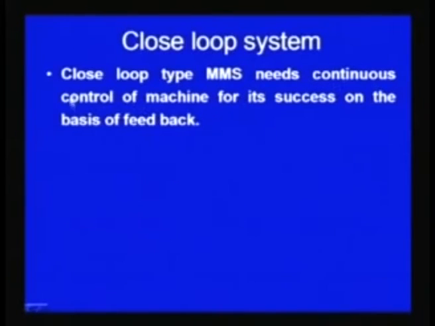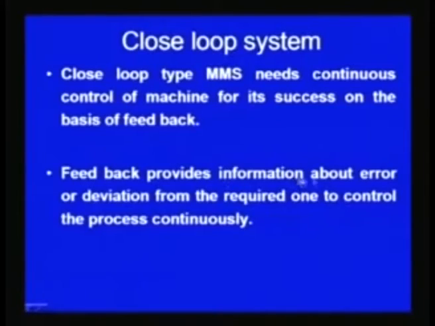Here, closed loop systems are those in which continuous control of the machine is done by the operator for its success. And these systems work on the basis of feedback. For success of these operations, it is necessary that the feedback is continuously given by the operator to the machines, and then he takes the corrective action so that the desired functions can be performed by the machine to deliver the desired output.